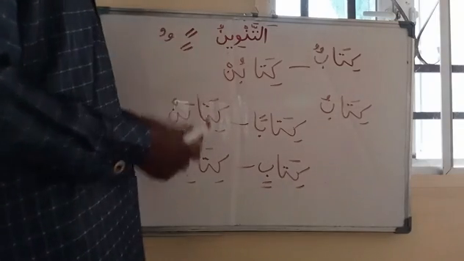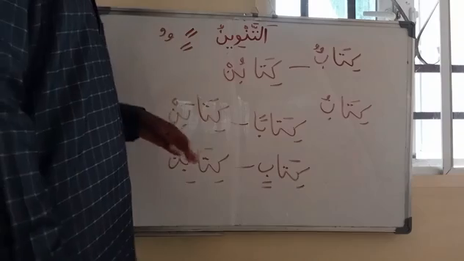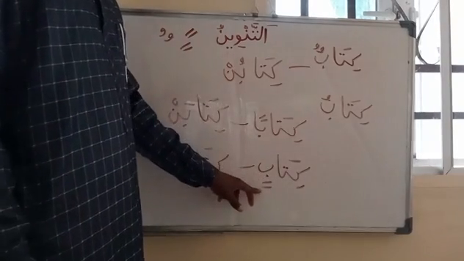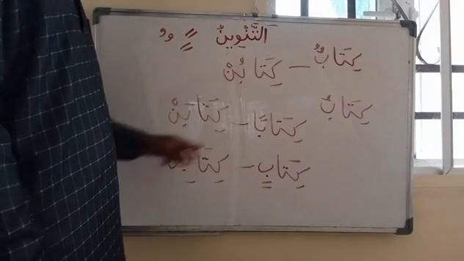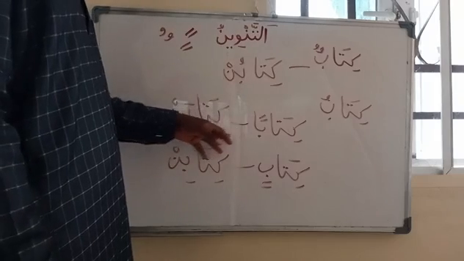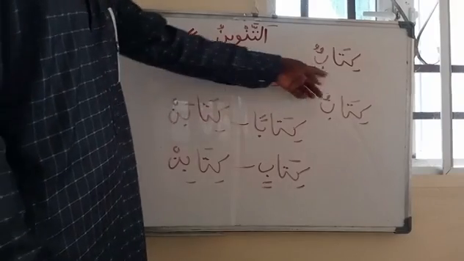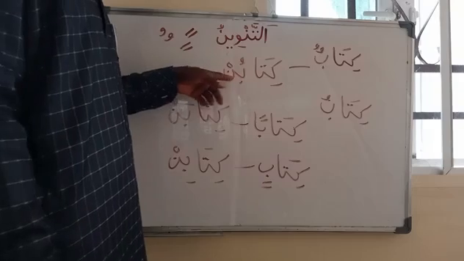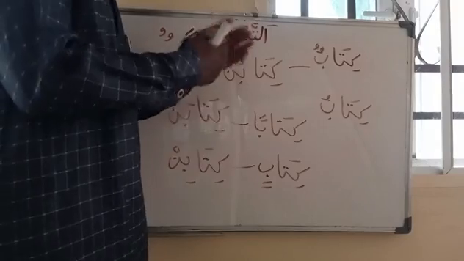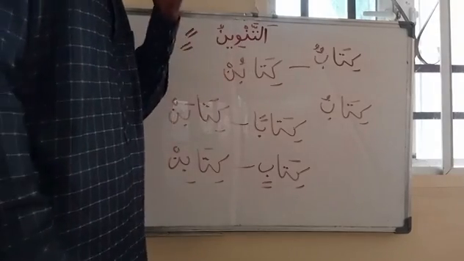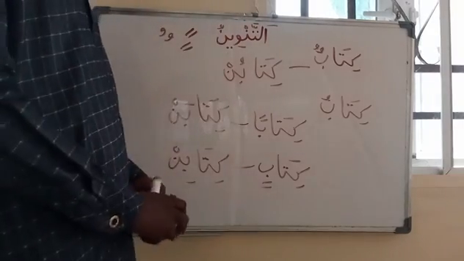So a tanwin is a noon sakina at the end of a word, pronounced but not written. This is what is written with kasratan, but this is what is pronounced kitabin, as if we have a noon sakina. This is what is written kitaban, and this is what is pronounced kitaban. Just similarly what we have here, kitabun, is pronounced as if it is written with noon sakina. So a tanwin is a noon sakina attached to the end of a name, lafzan, in pronunciation, not when it is written. So you take note of that.